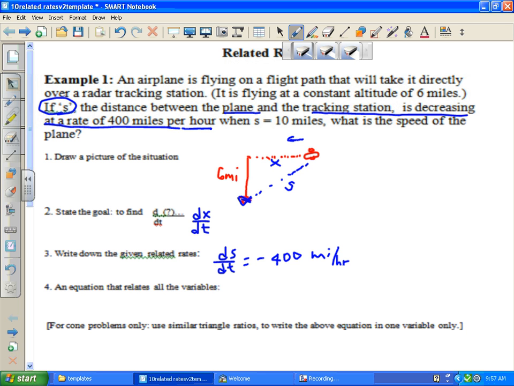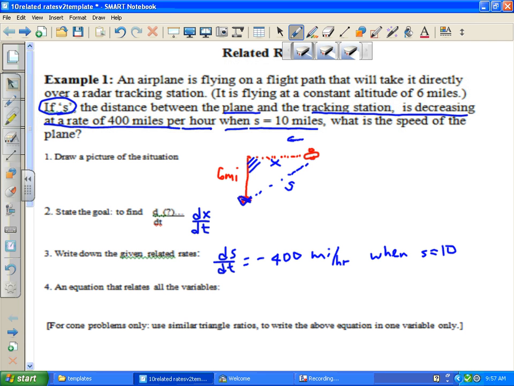We know this at the moment when s equals 10. Because if you think about it, when the plane is very far away, that distance is closing slowly, right? But as the plane is really, really close to the tracking station, this distance is going to be changing really, really fast, right? Right there. So it's not really a constant rate, the rate of change of ds over dt, okay? Okay, so we did the first 3 steps.